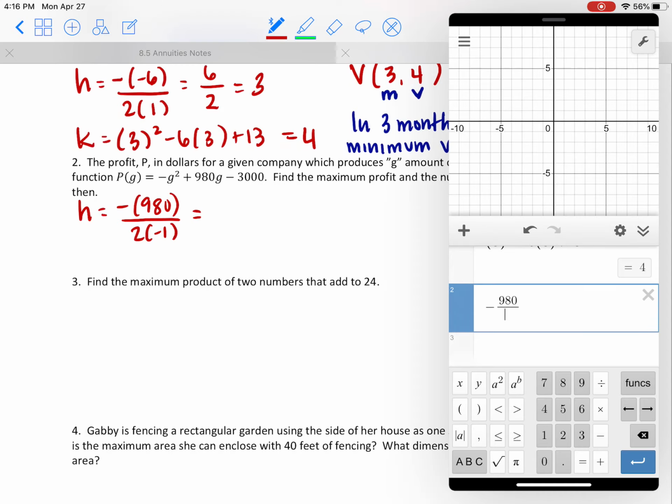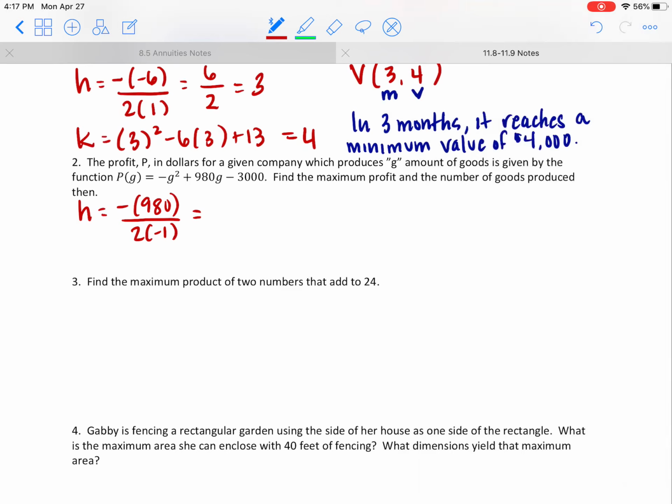Same formula though, h is going to equal negative b, so negative 980 over 2 times a, that's 2 times negative 1, and oh my gosh, I want my calculator, not the next screen. So a negative 980 divided by a negative 2, just so we don't screw this up, is a positive 490. And it's really easy to make sign mistakes on these, but think about when you're dealing with the contextual situation and actual problem. In most cases, negatives don't make any sense. If you were to get a negative, it wouldn't make sense to this problem. You're not going to have a negative amount of goods produced or negative dollars, okay?